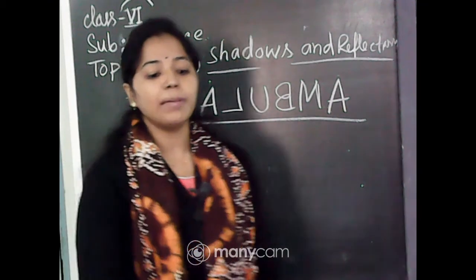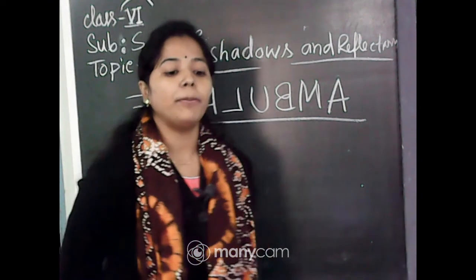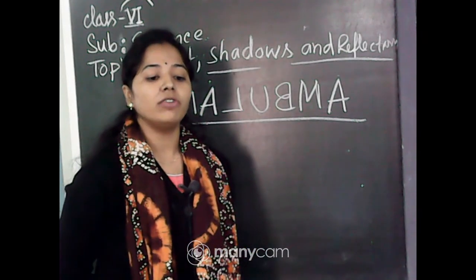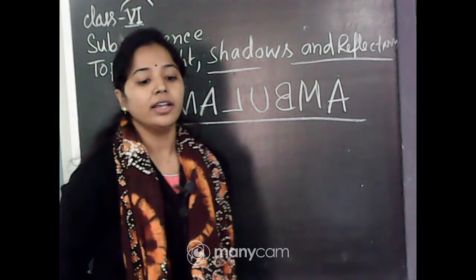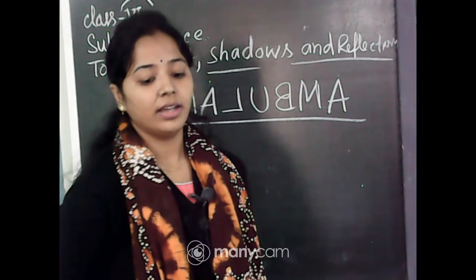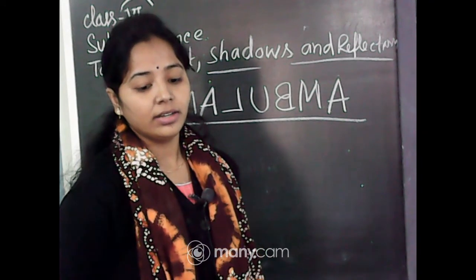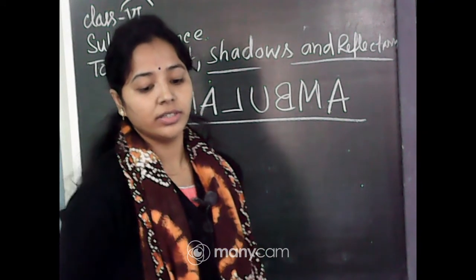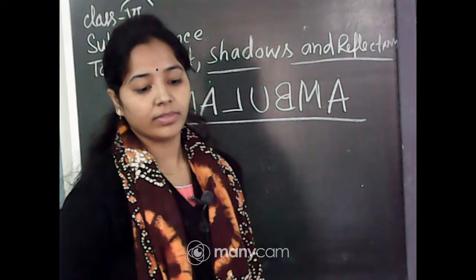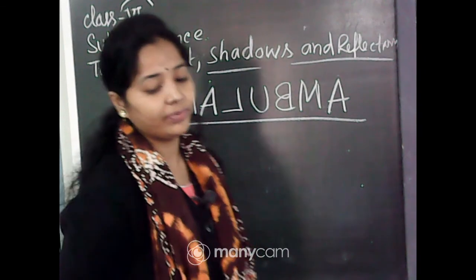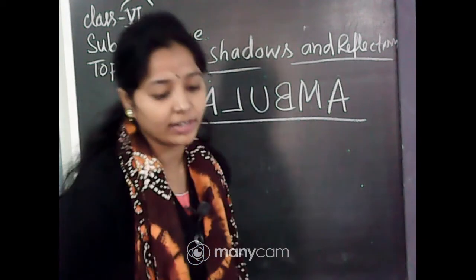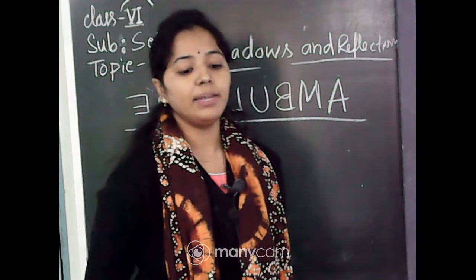So this is the main or common feature of the plane mirror. The image is always formed with lateral inversion. Understood everyone? Understood? Okay. Now it is crystal clear to everyone. Anyone having any problem?